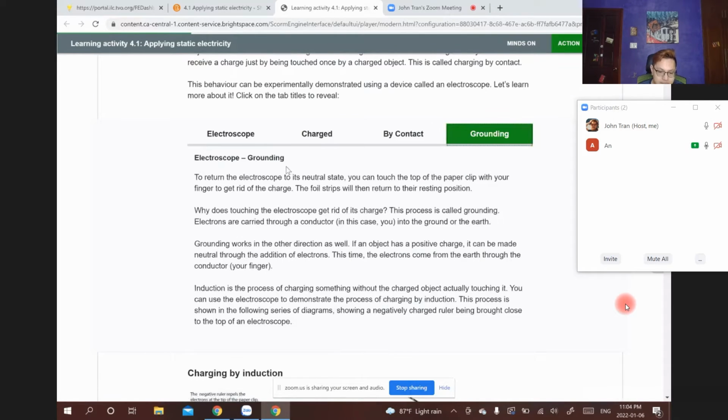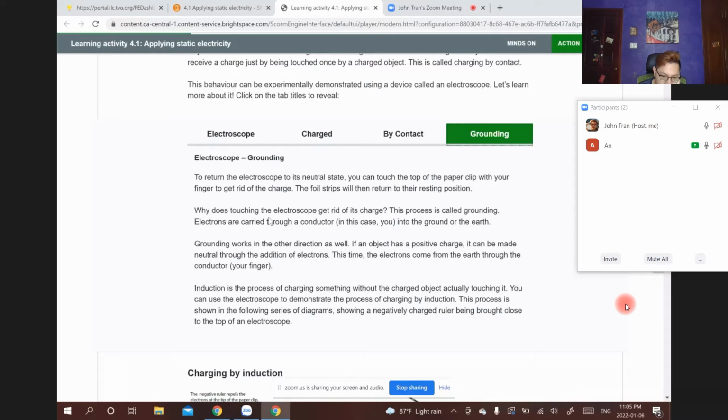Electroscope grounding. To return the electroscope to its neutral state, you can touch the top of the paper clip with your finger to get rid of the charge. The foil strips will then return to their resting position.